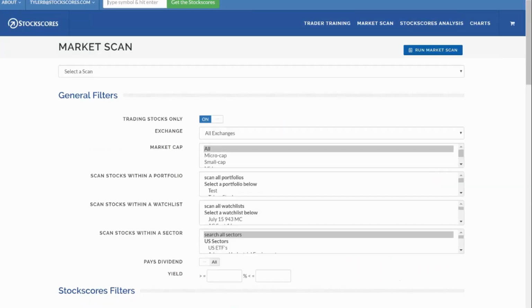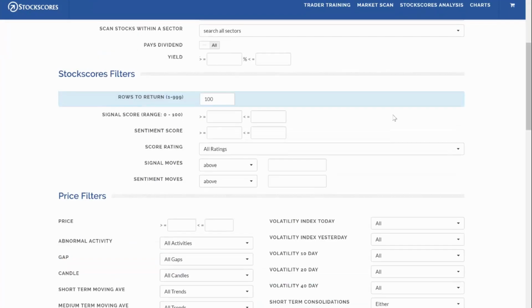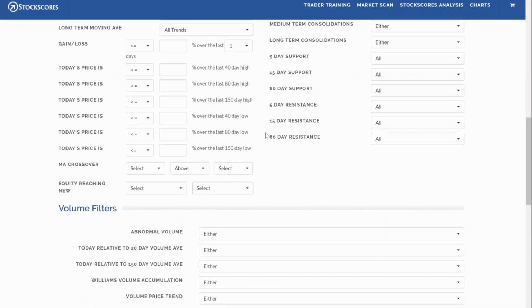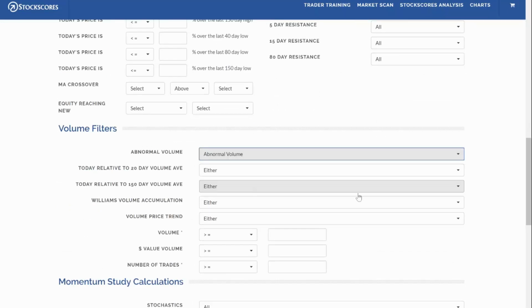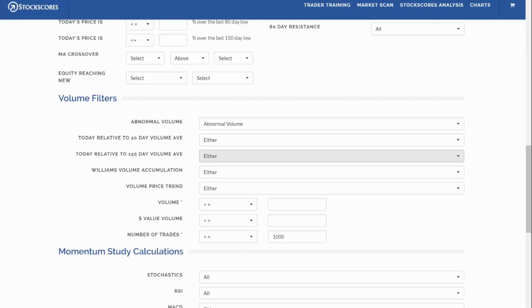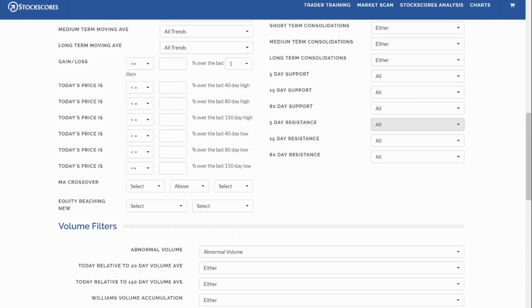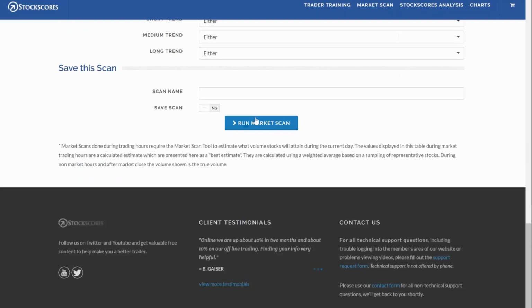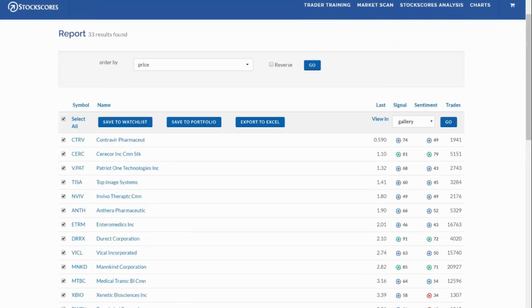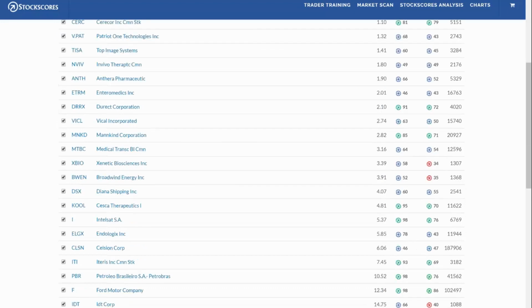I can go into the market scan and tell the tool to look for all the stocks that had an abnormal day up with abnormal volume. Then I can add in some other criteria, like trading at least 1,000 times a day, so I get relatively liquid stocks, not illiquid stocks. And I could say also breaking through 5-day resistance. And I've just built a little market scan that I can now run, and it searches through every stock that trades in North America, and it found almost instantly 33 stocks that today did that.